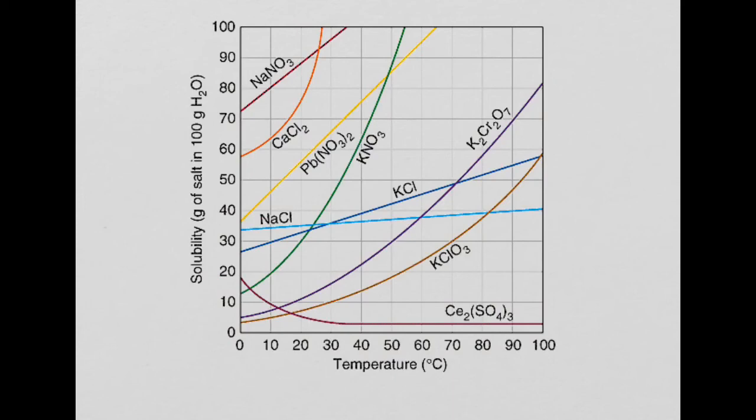Anyway, the bottom line is you can look at this and see that for the most part, except for the cerium sulfate, as you increase the temperature, you can increase the amount of ionic solid that you can dissolve in 100 grams of water. So that all makes sense.